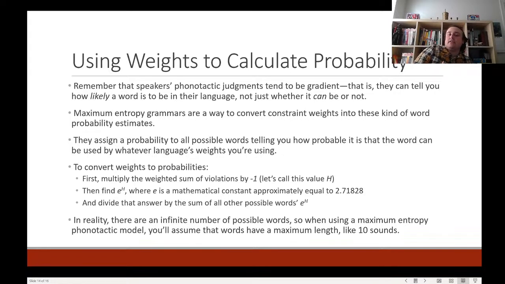In reality, there are an infinite number of possible words, right? You could always just add one more sound to the end of a word and keep making longer and longer words. So when we're using a maximum entropy phonotactic model, we're always going to assume that words have a maximum length. So like 10 sounds maximum. That's going to make you pretty safe. And in most languages, you won't have many words that are more than 10 sounds long.